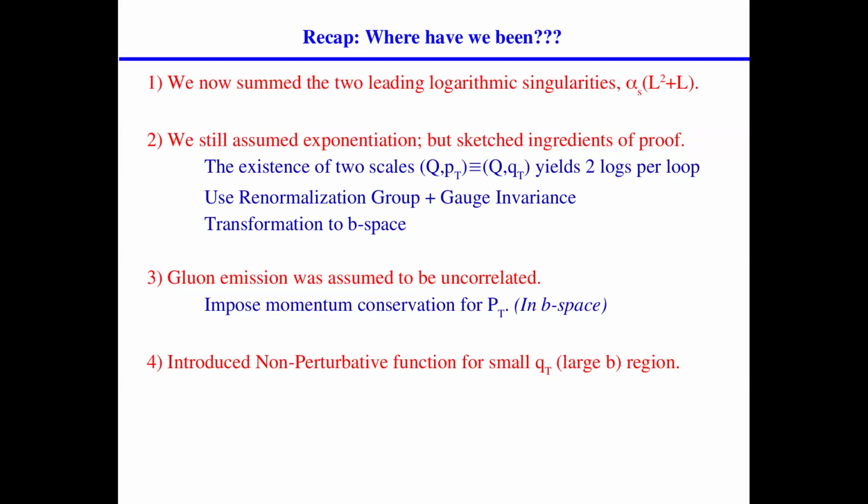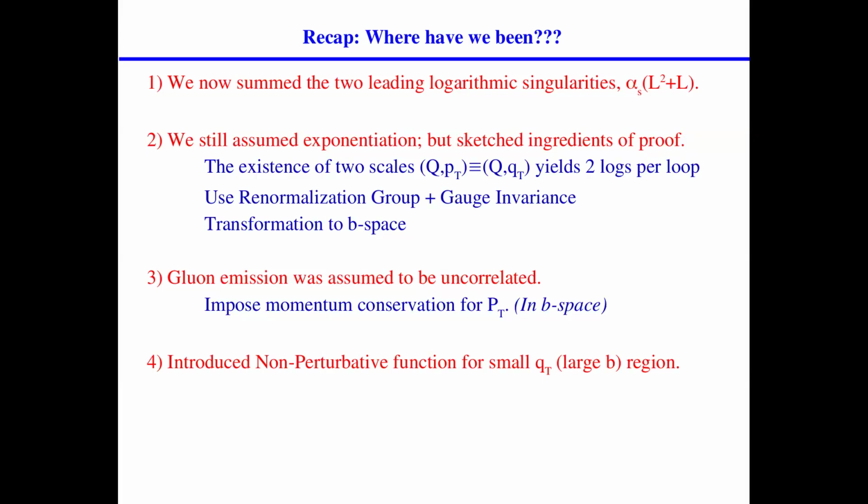So let me just recap where we've been. We summed not only the first, but we summed the 2 leading logarithmic singularities. That was the exponent at alpha S L squared plus L. And by picking up the leading and also the subleading, that meant our perturbation series was ordered by alpha, not alpha times the log. And so that was critical to get the proper perturbative behavior. We assumed it exponentiated.